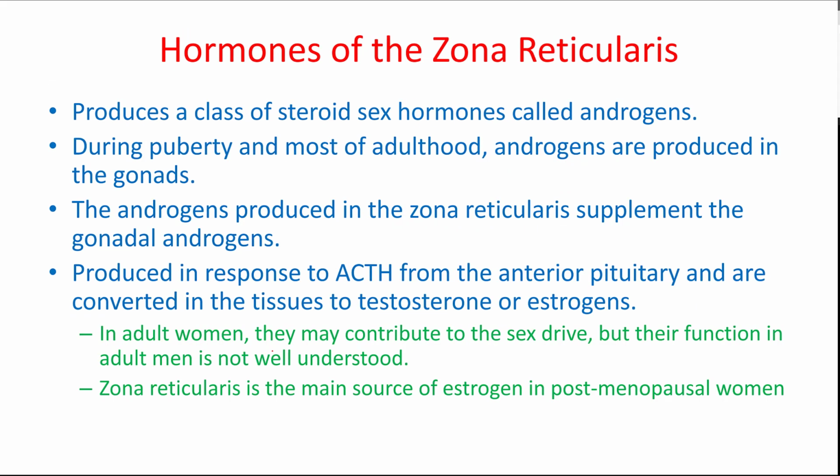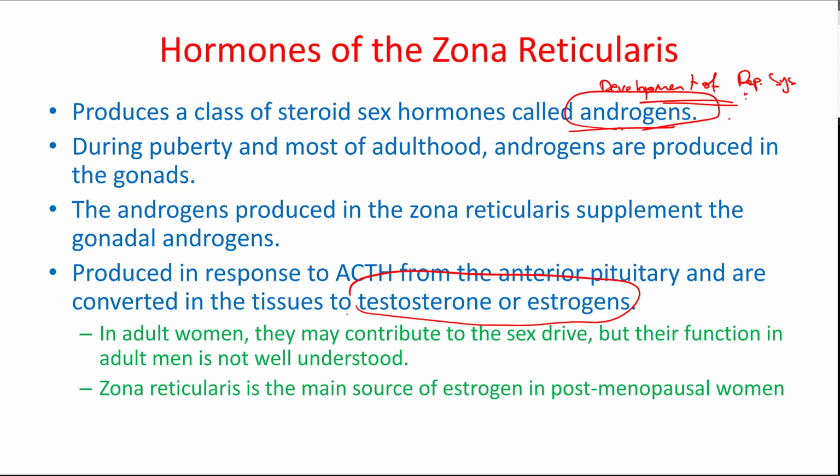For the zona reticularis, it produces a group of hormones called androgens. Those androgens, they perform two big functions. Before maturation or before puberty, those would be responsible for the development of the reproductive system. So in childhood, those will be important in developing the reproductive system organs like ovaries and testes. Now, those androgens will be converted under the influence of the pituitary gland. They will get converted into testosterone and estrogens. And those two hormones, we will see their effects. They will play major roles both in males and females.